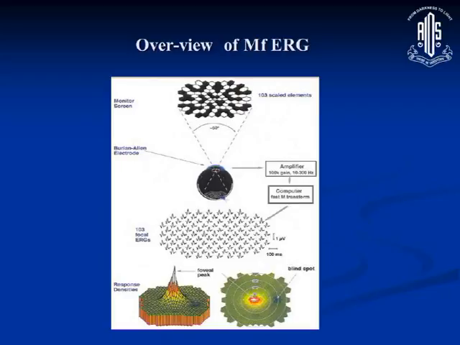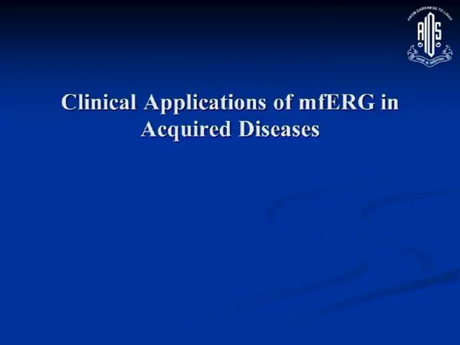This can be more or less according to the program. And what we get is a hill of vision. We can get an idea of which area of the retina is not functioning. And this is the ring response. Now, clinical application of multifocal ERG in acquired diseases.